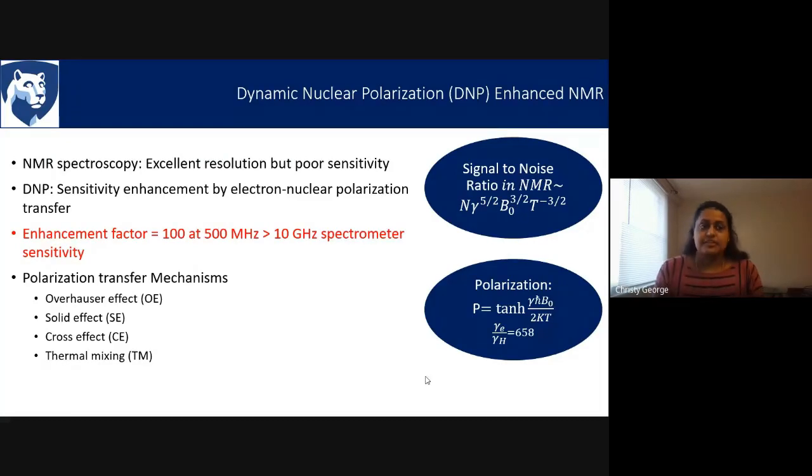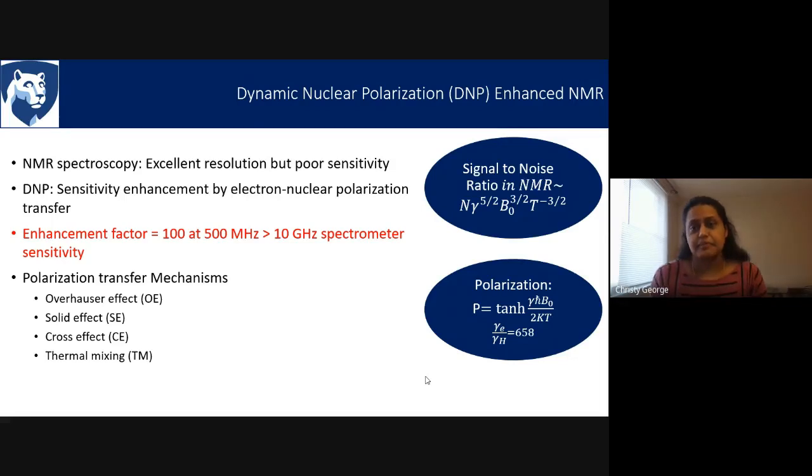The advantage NMR spectroscopy has over other spectroscopic techniques is its resolution. Usually the NMR line widths will be less than a hertz, which means that even minor changes in the chemical environment will be reflected either in the chemical shift or in the coupling patterns, and we can clearly identify the structure of molecules just by looking at the NMR spectrum, either the 1D or multidimensional NMR spectrum. However, the drawback of NMR is its poor sensitivity.